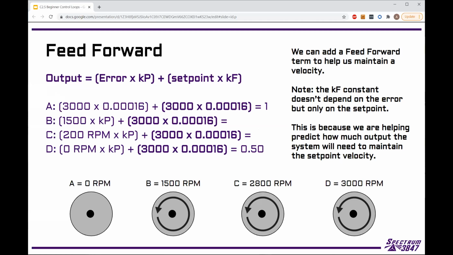Okay, so let's go back and let's see if we can do velocity control. I don't know how well it's going to work without more of a mass, but we should be able to get close. All right.